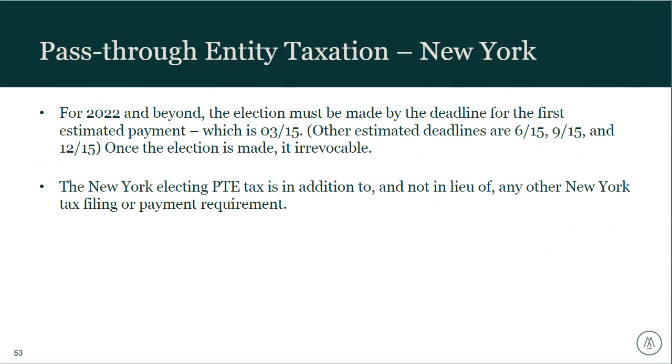For 2022 and beyond, the election to opt into the New York pass-through entity tax regime has to be made by March 15th of the year to which it's going to apply. So for 2022, the election must be made by March 15th of 2022. So it's going to come right up very soon. As with these other taxes, the New York pass-through entity tax is in addition to and not in lieu of other New York taxes.